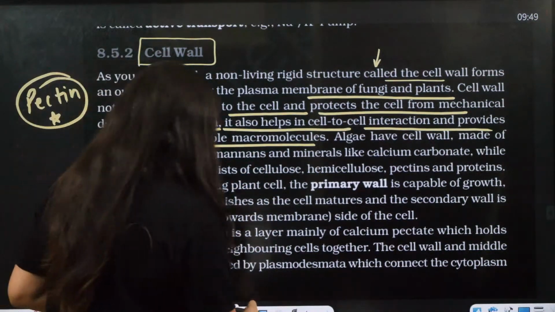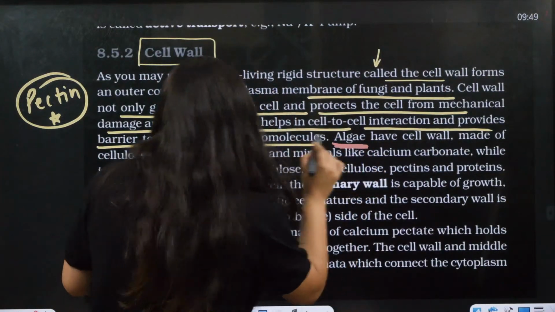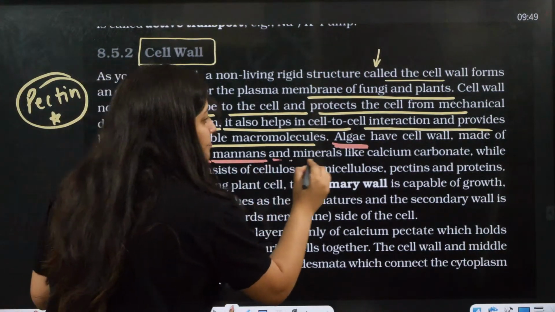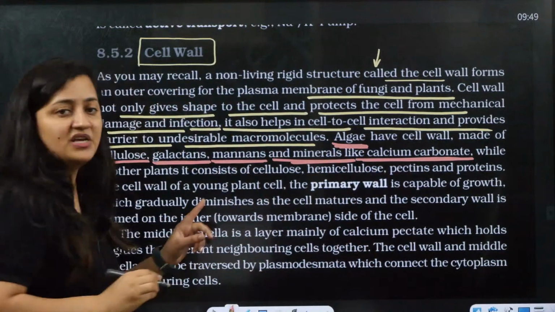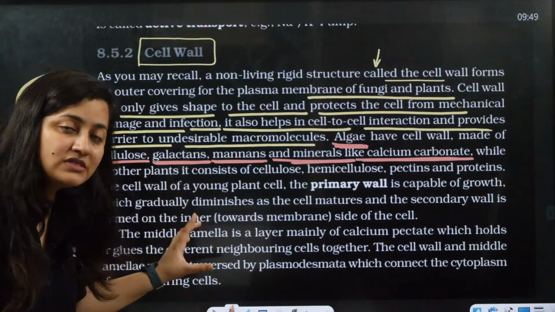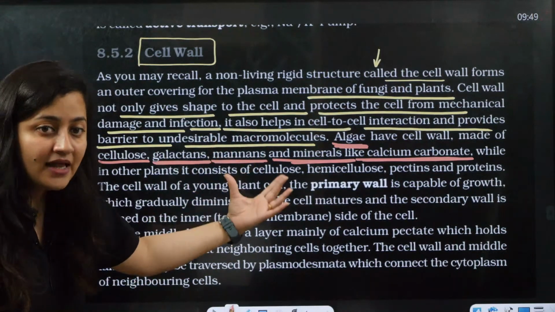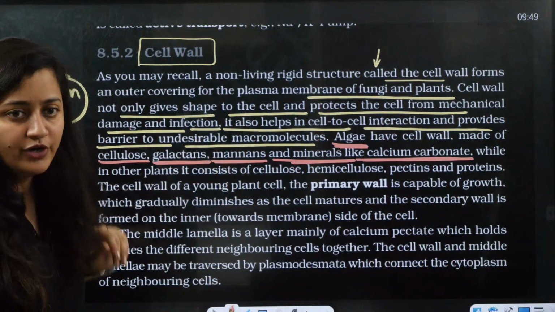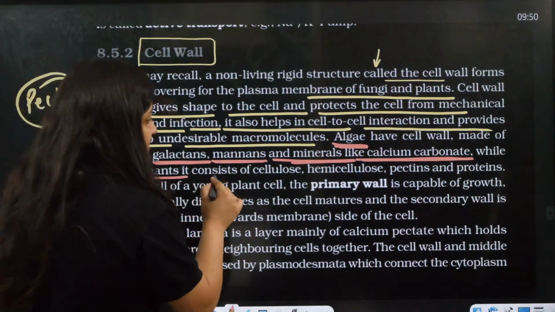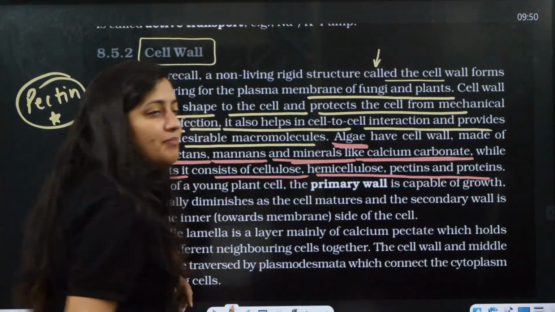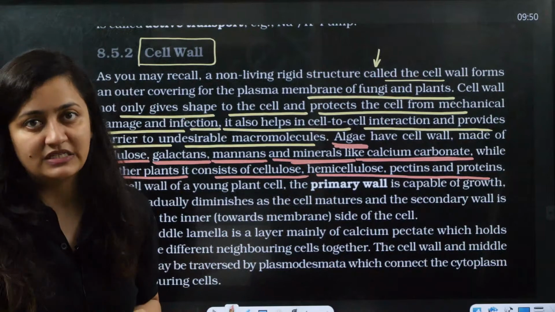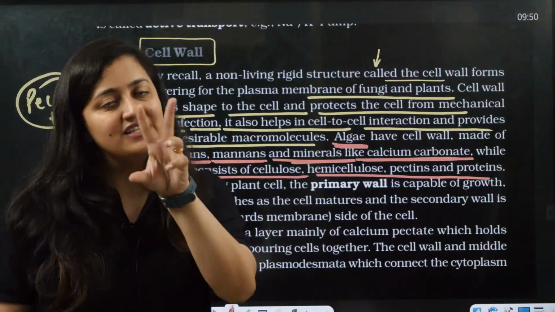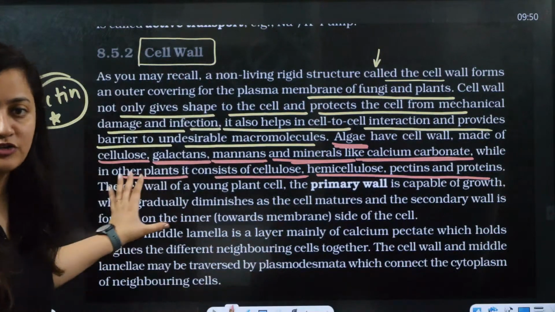Now when you talk about algae, the cell wall has cellulose, no doubt, but along with that galactans, mannans and minerals like calcium carbonate are present. This is important. But when you talk about other plants, it has cellulose, hemicellulose, pectin, and even some proteins that are cross-linked and present. So I mentioned cellulose, hemicellulose and pectin, but proteins are also there. This is what you need to take care of.